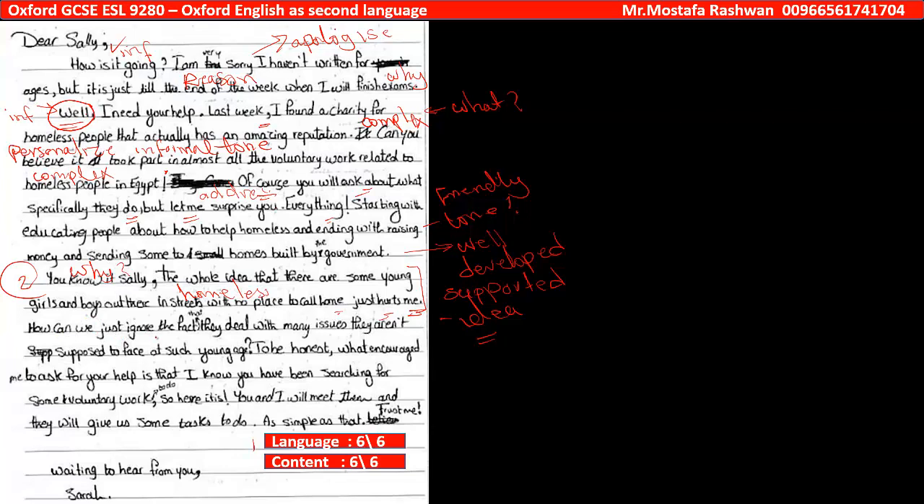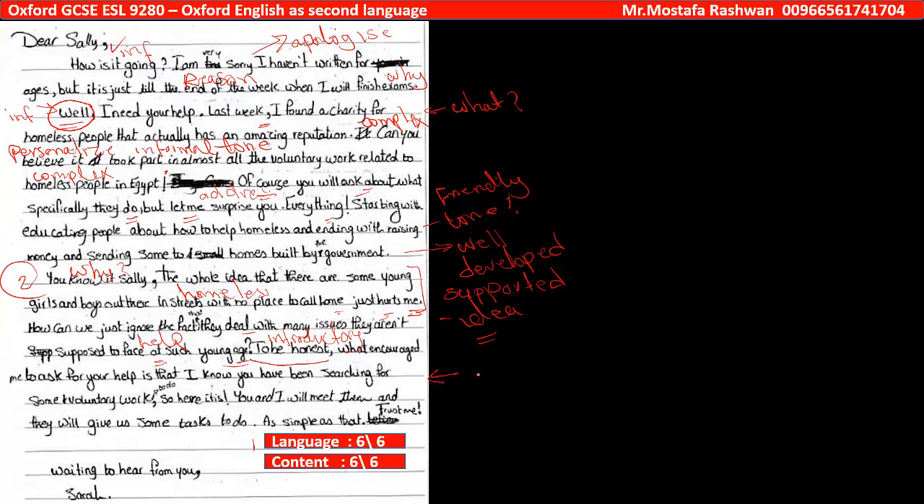How can we just ignore the fact that they deal with many issues? They aren't supposed to face such issues at a young age. I mean that we must help them. Here he is explaining the idea of helping these homeless people because they are not supposed to suffer at this early age. To be honest, this is an introductory phrase again. Introductory phrase: what encouraged me to ask for your help is that.